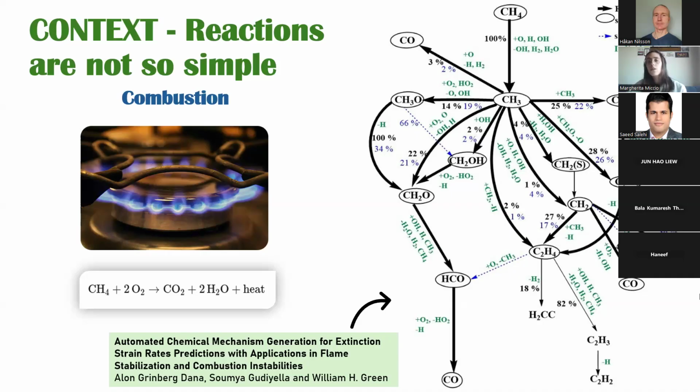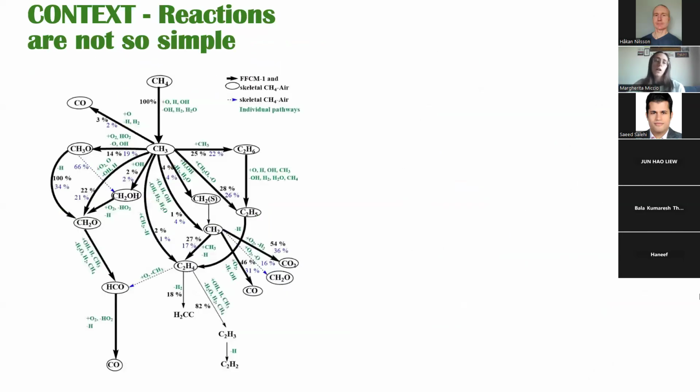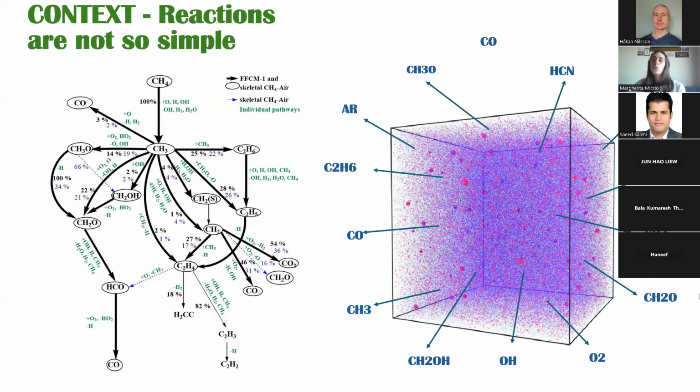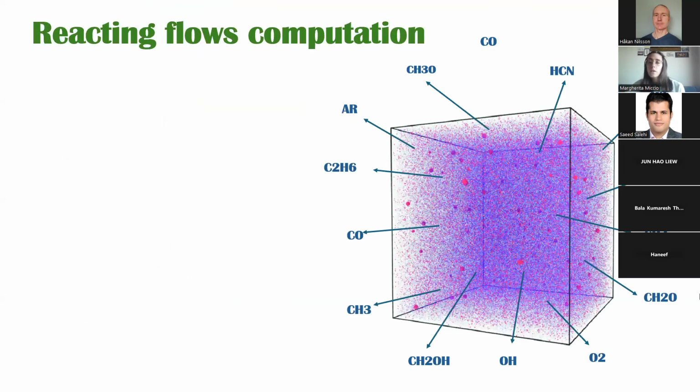To understand this, we can have a look again at this sketch. In our system, we will have a lot of species competing and meeting with each other. In this case, we will consider a cubic domain like this one. In a computational domain, we will have a multi-component fluid characterized by a lot of species, such as the ones in the slides. This is a system that needs to be solved.